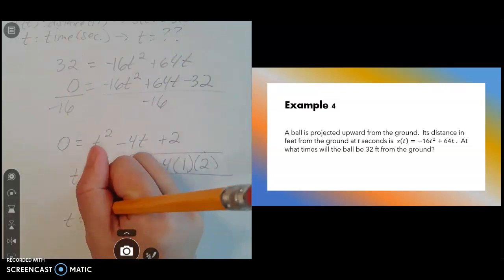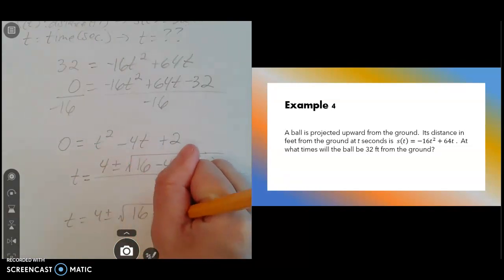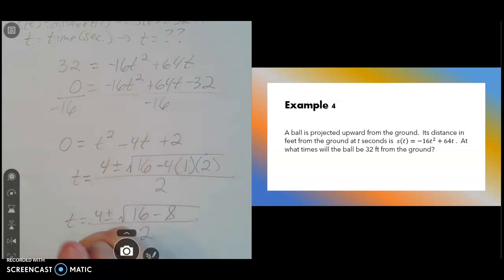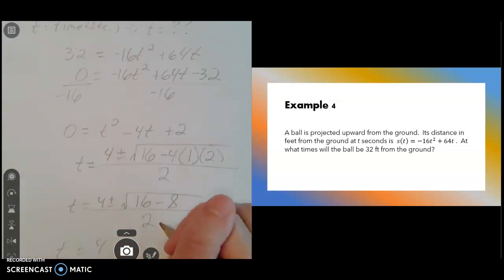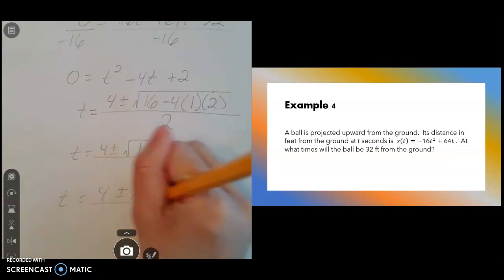And then let's do some simplifying. 4 times 1 is 4, times 2 is 8. So we've got 16 minus 8 underneath that square root. And 16 minus 8 is 8, so we've got 4 plus or minus the square root of 8 over 2.